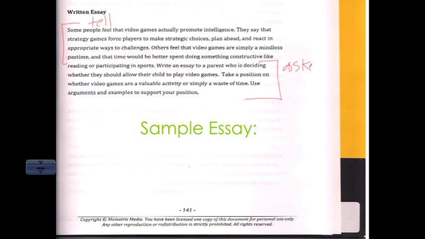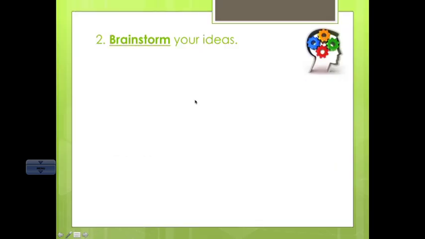Because if you don't answer the questions that the essay is asking you, regardless of how good your essay is, it's not valid. So it's asking you to take a position on whether video games are a valuable activity or simply a waste of time. It wants you to use arguments as well as examples to support your position. For the sake of my example, I'm going to choose that it's simply a waste of time.